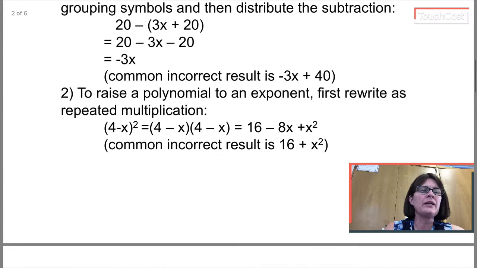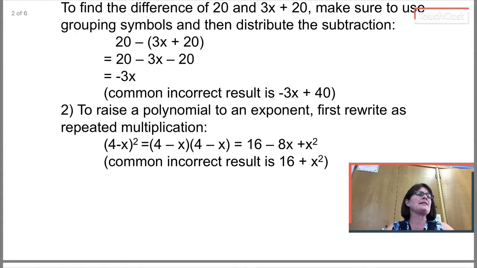All right, second common error is just remembering how to raise a polynomial to an exponent. If you want to take the binomial 4 minus x and square it, that requires writing out 4 minus x times 4 minus x and performing 4 multiplications. So 4 times 4 to make 16, 4 times negative x to make negative 4x, negative x times 4 to make another negative 4x. The negative 4x terms are combined to make the negative 8x here, and the negative x times negative x makes the positive x squared.